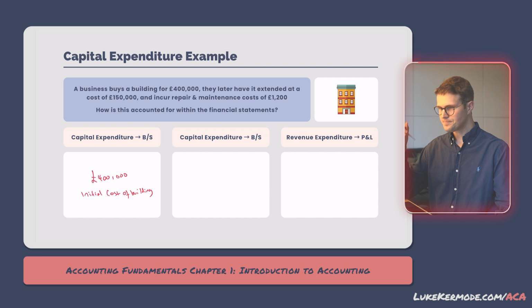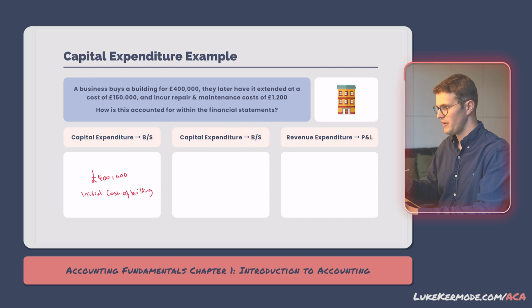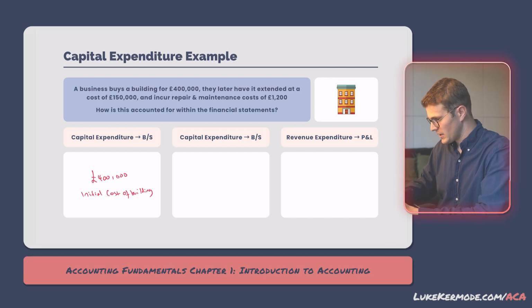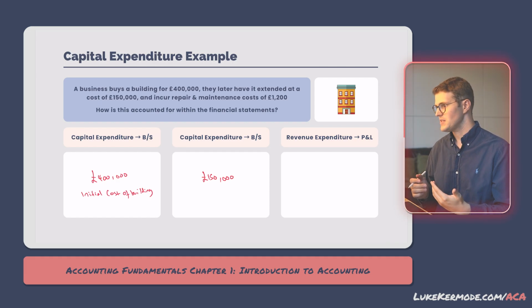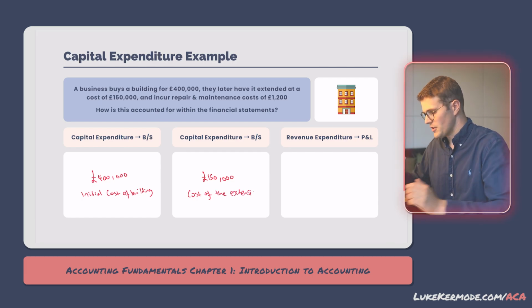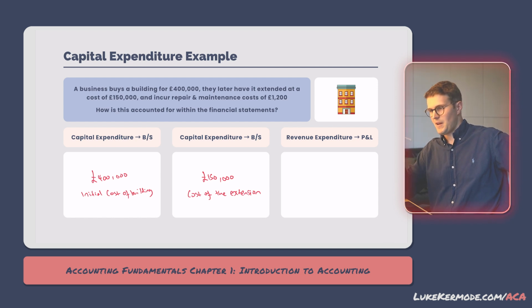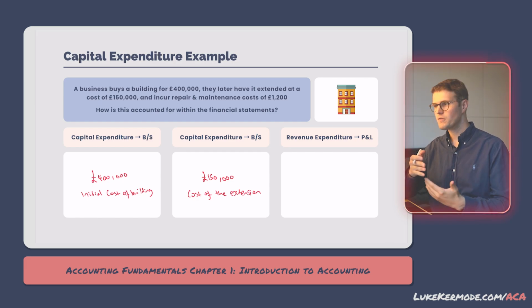It's capital expenditure. However, at a later date, the business decides to add an extension to the building that costs £150,000. That's also capital expenditure because it's enhancing the value of the building and it's increasing the earning capacity of the asset. So that's the cost of the extension. So the cost of the extension isn't just simple maintenance expenditure, it's not revenue expenditure, it's an improvement to the building that's increasing the business's usefulness over time and it's increasing its earning capacity.